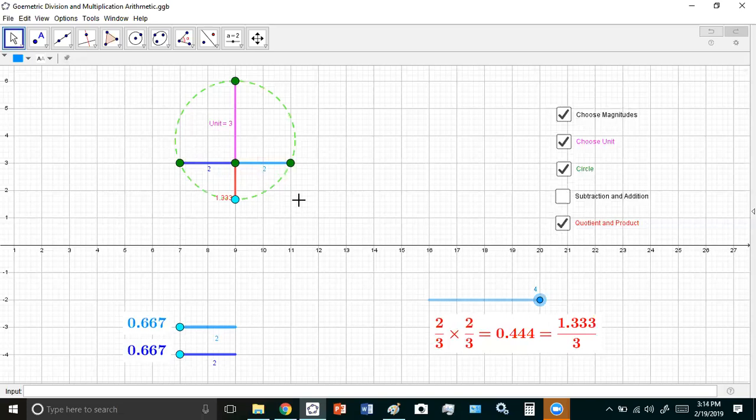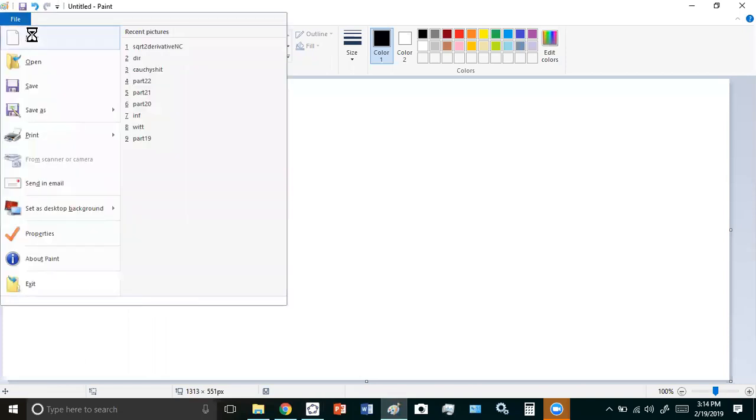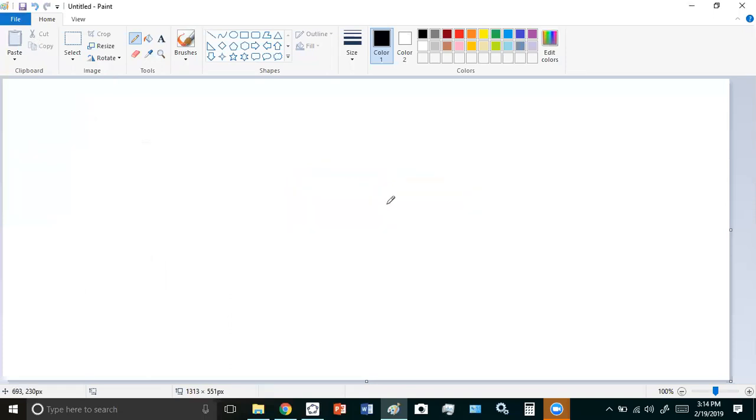Maybe I'm going too fast, but what you can do is you can actually pause the video and you can download this applet from the link that I will provide in the details section. But more importantly, what I want to do is show you that this works without looking at the actual geometry. So let's go back again to our little notepad and clear it like so. We don't want to save that.